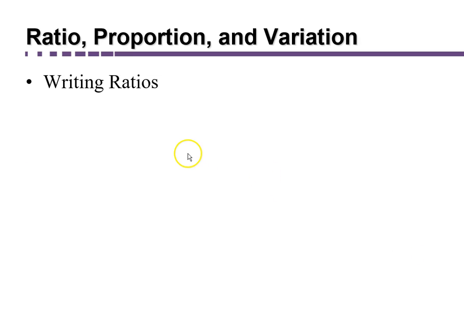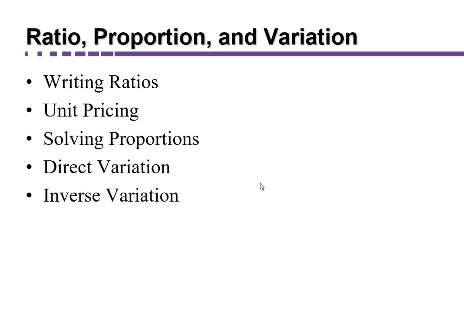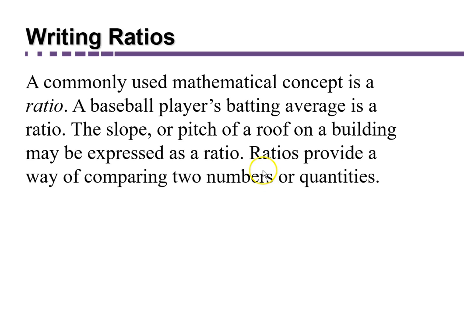Now, writing ratios will be something we do. Unit pricing, you don't have to write these down yet. Solving proportions, direct variation, inverse variation, joint and combined variation. You'll get these topic headings as we get to them. And then writing a ratio.